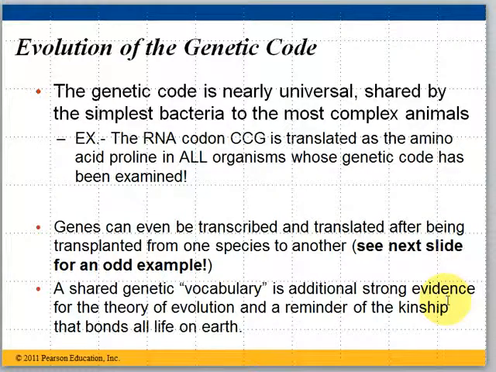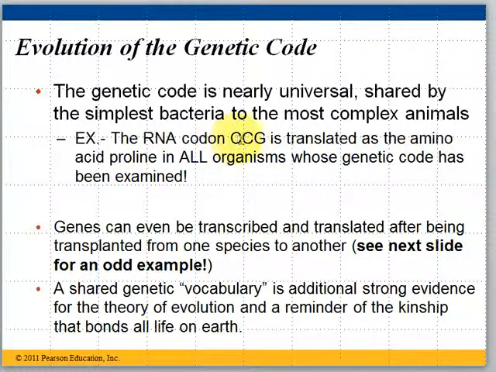Let's finish right here before we take another break and talk a little bit about the evolution of the genetic code. The fact that this genetic code system in DNA and messenger RNA and then into proteins, that central dogma that we talked about, is nearly universal, shared by virtually all living things, from the most simple bacteria up to the most complex mammals and eukaryotic creatures. For example, the RNA codon CCG is translated, it codes for the amino acid proline in all organisms whose genetic code we've examined. So it doesn't matter if you're talking about a mouse or an oak tree or a cockroach.